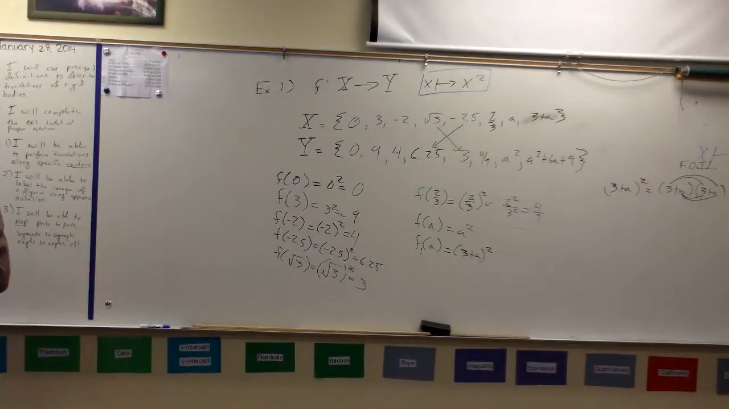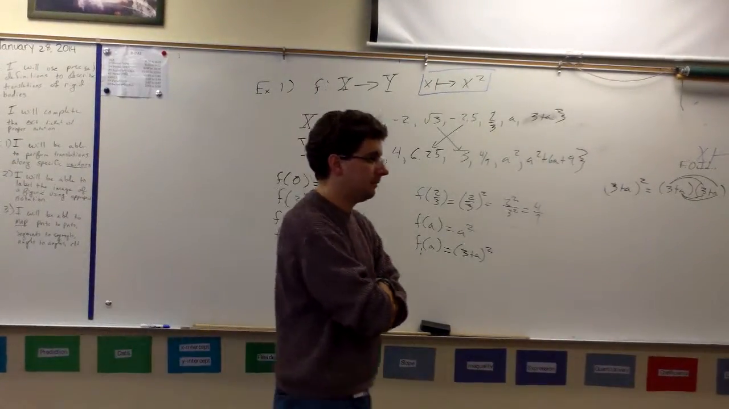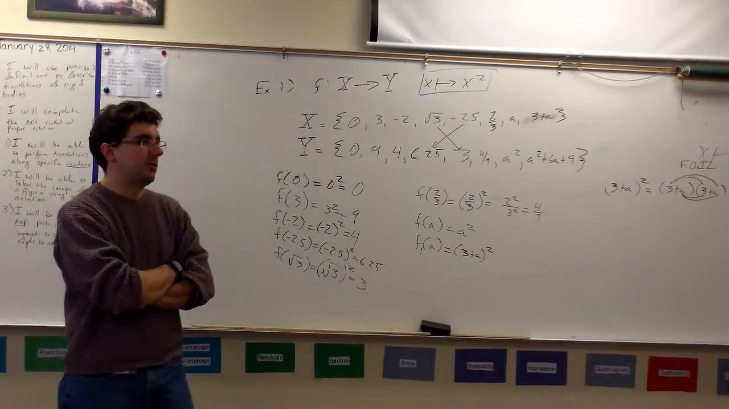Why don't you combine the 6A with A squared? Is A and A squared the same thing? Nope. Can't combine them. They have to have the same exponent in order to combine.